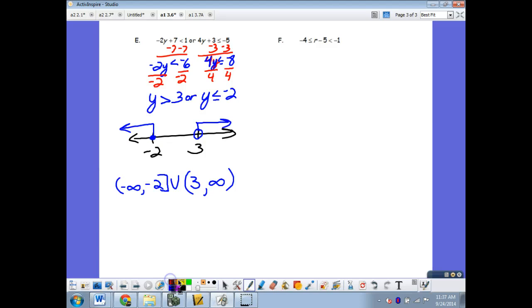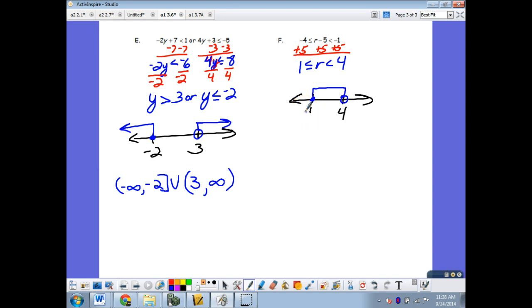And finally, with the last one, to get the r by itself in the middle, we're going to add 5 everywhere. So we have 1 is less than or equal to r, which is less than 4. So now once again, this is one where we have betweenness, we like to say, 1 and 4. So at 1, we will have a closed circle, and at 4 an open circle, and we're going to shade in between. So that's the inequality form of the solution. That's the graph form of the solution.